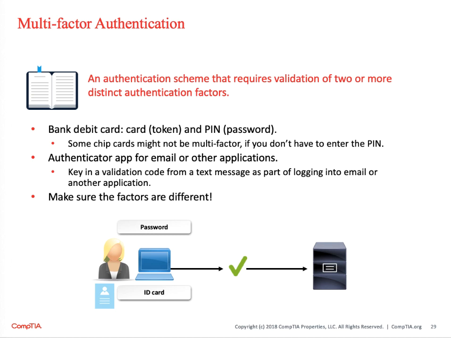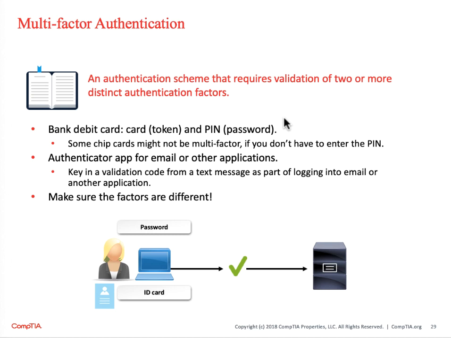Multi-factor has two different types of authentication, right? So, for example, a bank card. This is a token, like I was telling you guys. You're going to put in a token and a password, and that would be an example of multi-factor, because these are two different things. The card itself with the chip is the token, and then you have a pin on top of that. If you don't have to enter a pin, it isn't multi-factor.